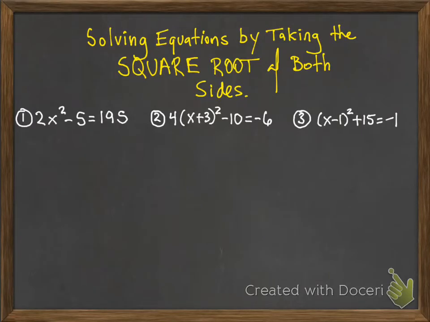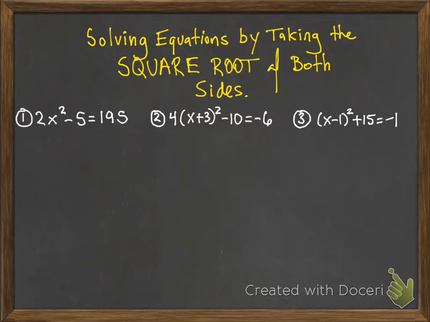Okay, this video is going to explain how to solve equations by taking the square root of both sides. In these equations, we're going to notice that there's one term or binomial that is squared. To undo a square, we can take the square root of that particular term, taking the square root of both sides of the equation to solve for it. So let's jump right into it and see where this takes us.